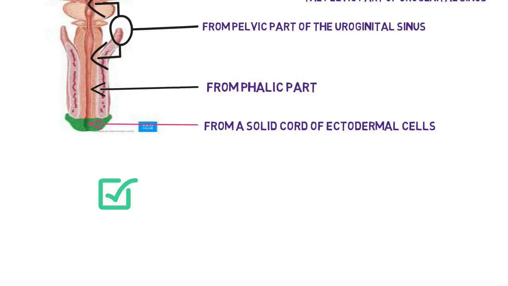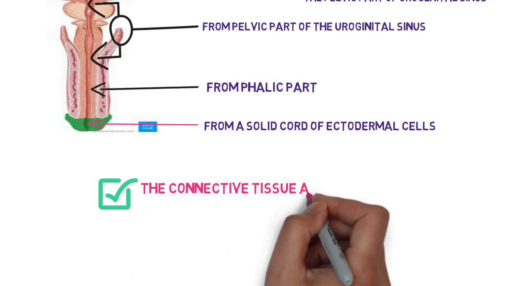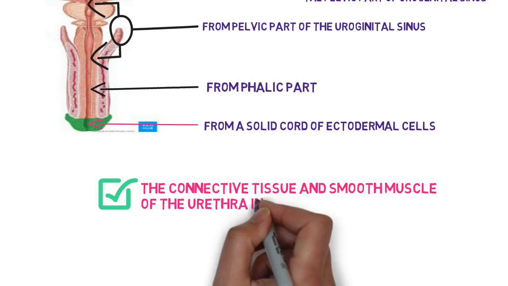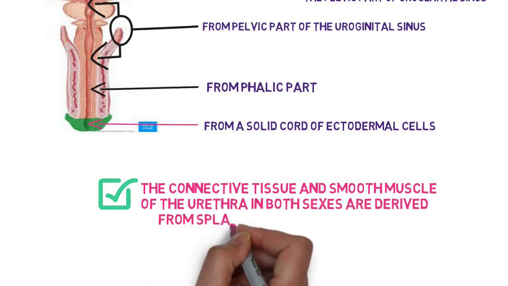The connective tissue and the smooth muscle of the urethra in both sexes are derived from splanchnic mesenchyme.